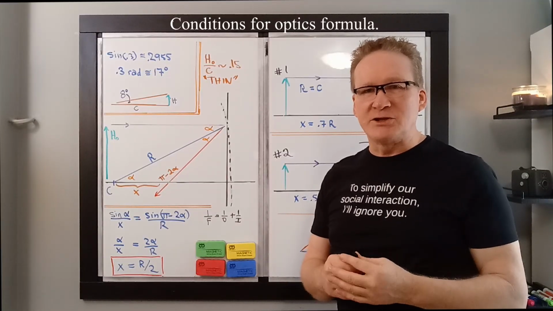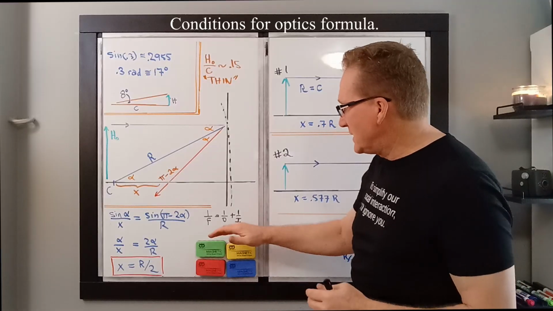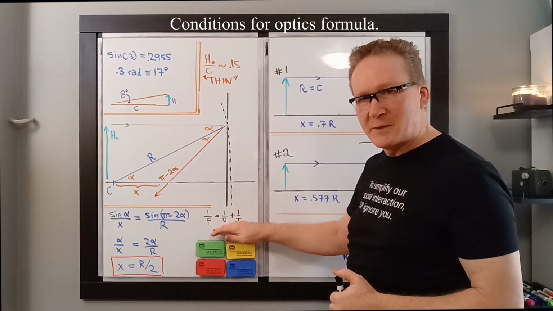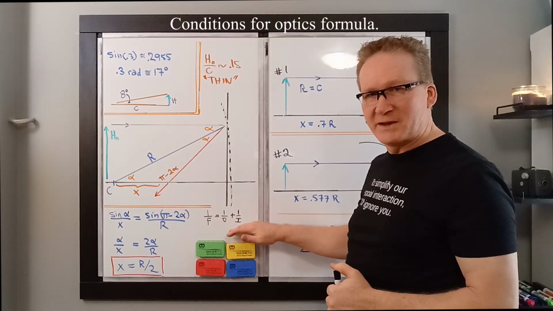Today I'm going to explain to you under what conditions this lens formula actually applies, which is 1 over f, which is equal to 1 over the distance of the object, plus 1 over the distance of the image.